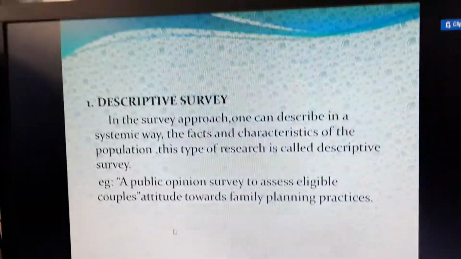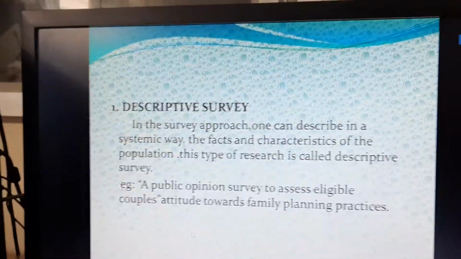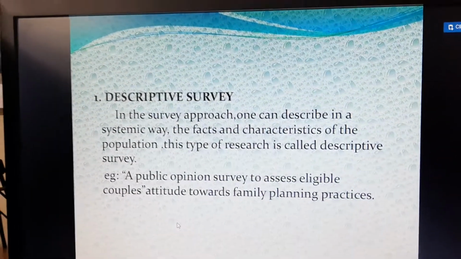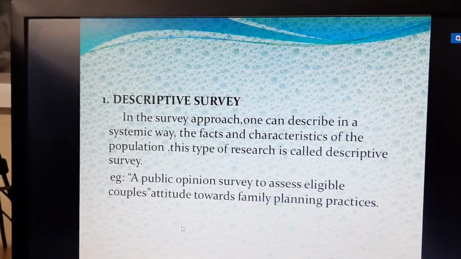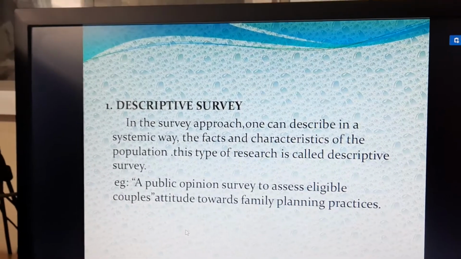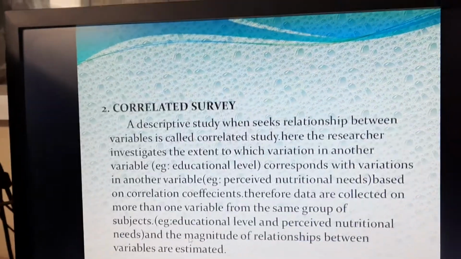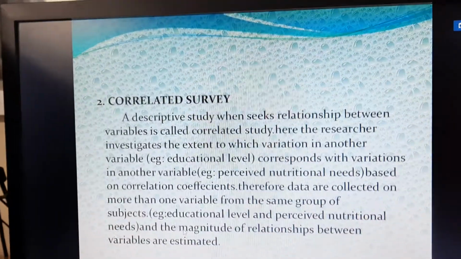Describe means, in a systematic way, we can only observe the facts and the characteristics. For example, a public opinion survey to assess eligible couples' attitude towards family planning practices. Same thing only, what I said. Okay, so the next one is the correlational survey.